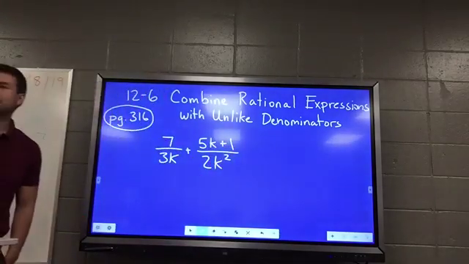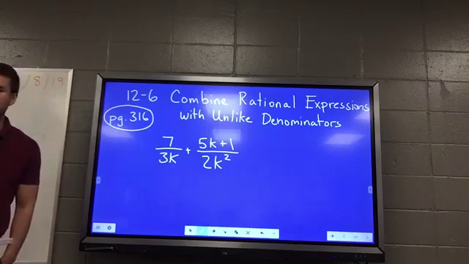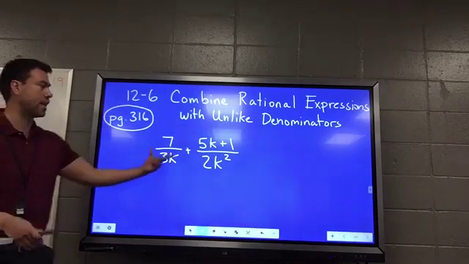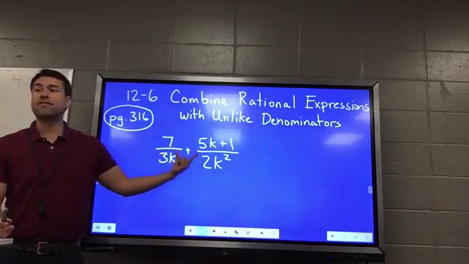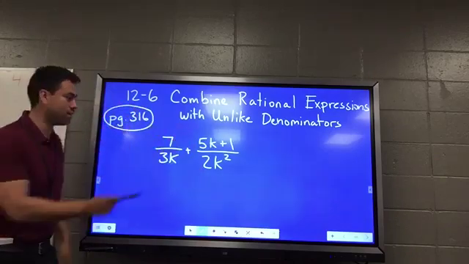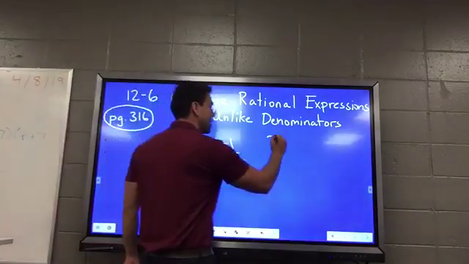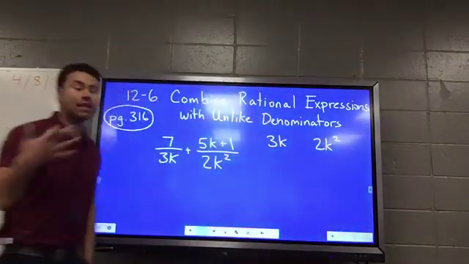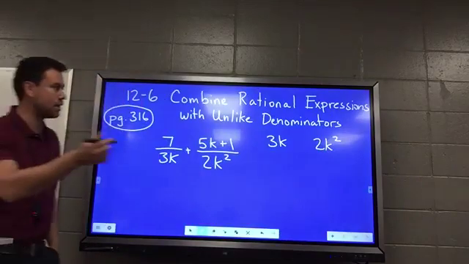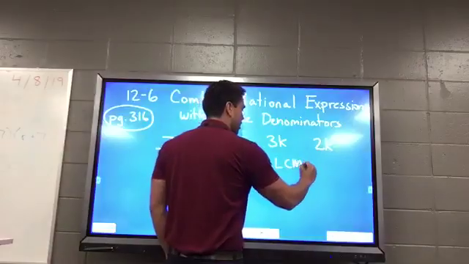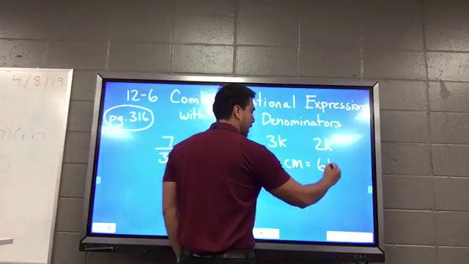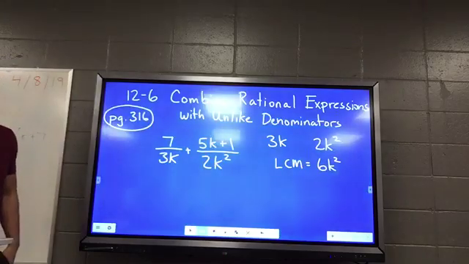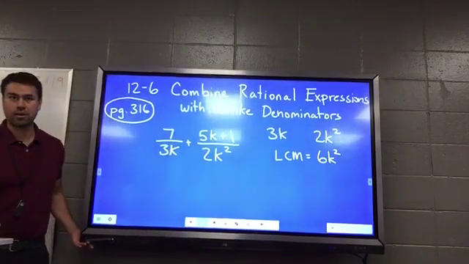Okay, can we add these fractions like they are? No, because they don't have common denominators, or what they call like denominators. They're right now unlike. So I have to find the LCD of these fractions, which means I have to find the LCM of 3k and 2k squared so that I can get a common denominator. So does anyone know what the LCM is? 6k squared. Any questions on that? That's the LCM of those two denominators, 6k squared.